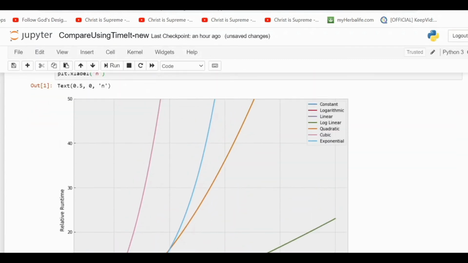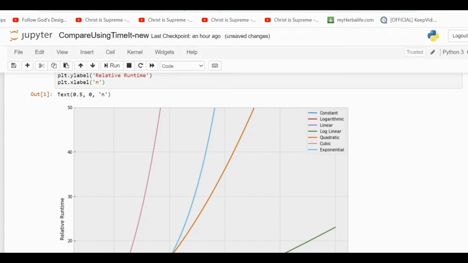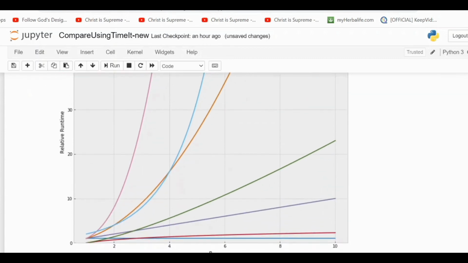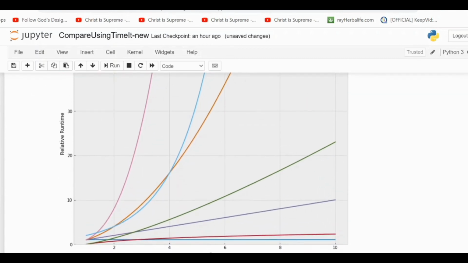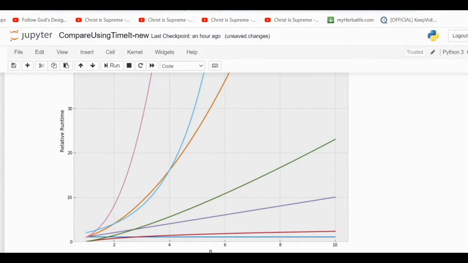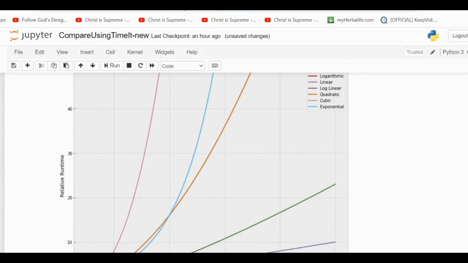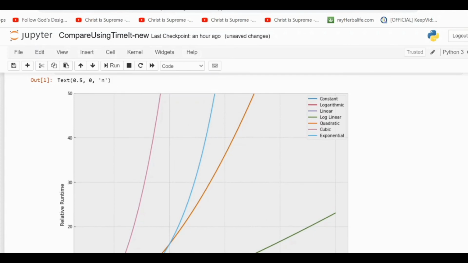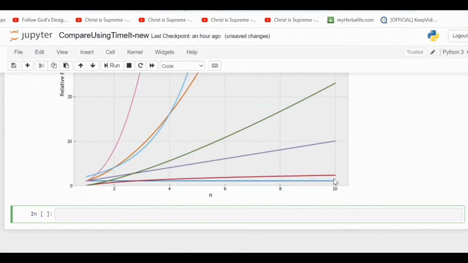If we're going to rank the functions, constant, logarithmic, linear, log linear, quadratic, cubic, and exponential, based on the graphs, the curves, what is the order, which has the least running time, and which has the worst running time? From the graph, the least is this one, constant. And next would be the logarithmic.